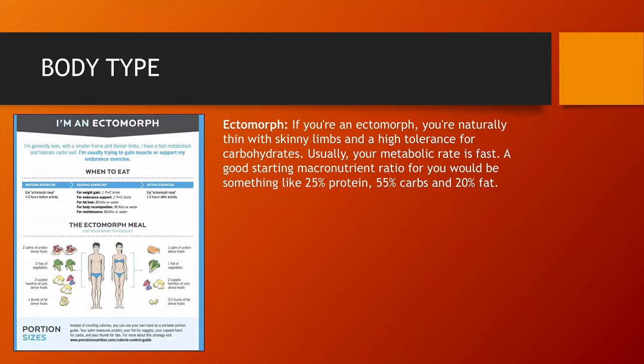Ectomorph. Ectomorph is someone that is generally lean, with a smaller frame, thinner limbs, they have a fast metabolism, and they really struggle to put on muscle a lot of the time or gain weight. They're called a hard gainer. And these individuals can obviously tolerate a lot more carbs. So your carbs are going to be set closer to 55%, your protein 25%, and your fat 20%. So just know that's how it's going to change in the macronutrient settings.